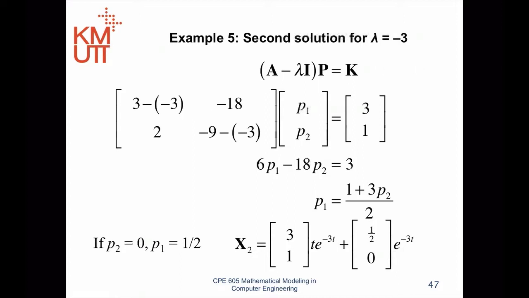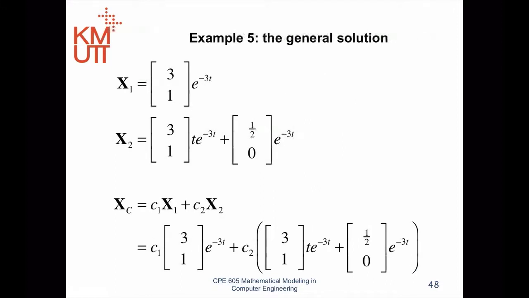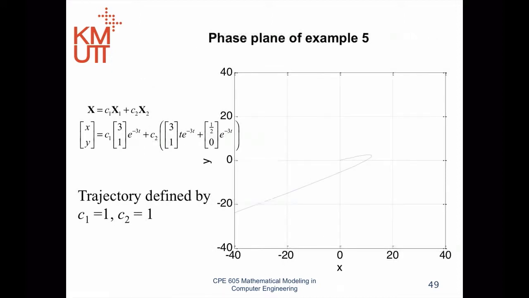Combining x1 and x2 together, we will have the general solution in the form of c1 x1 and c2 x2. In the simple case where c1 and c2 are 1, we will have a trajectory like this, starting from this point and then moving along this line and reaching this point.